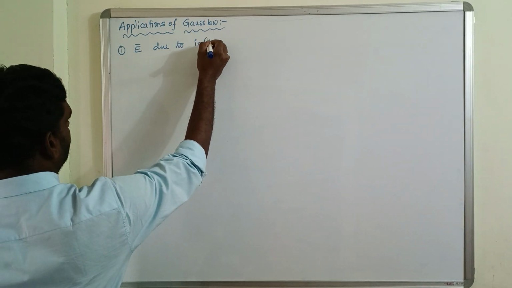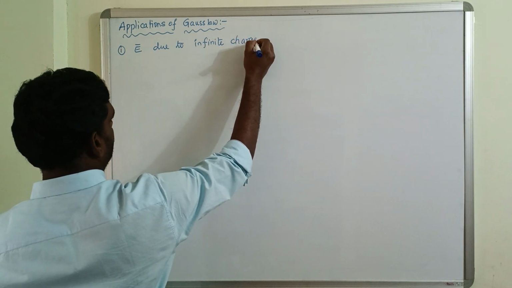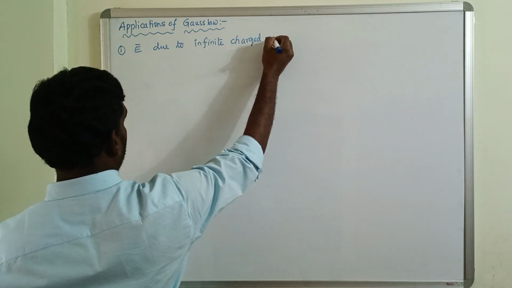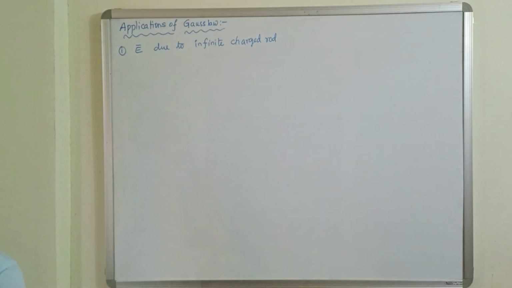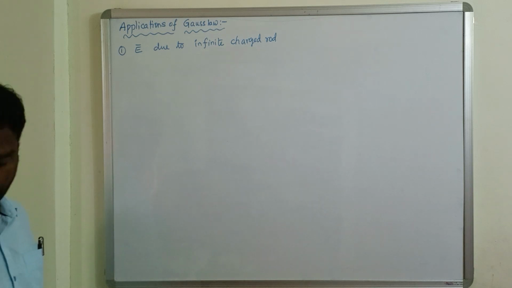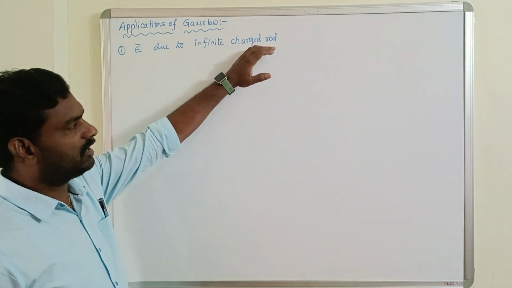The first one is electric field due to an infinite charged wire, or charged rod. Electric field due to an infinite length of charged wire.